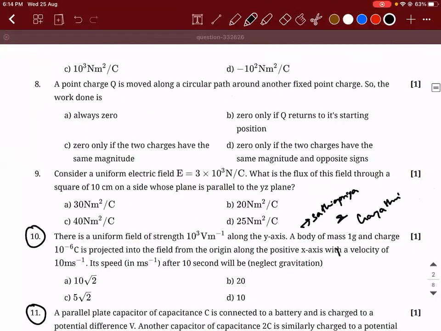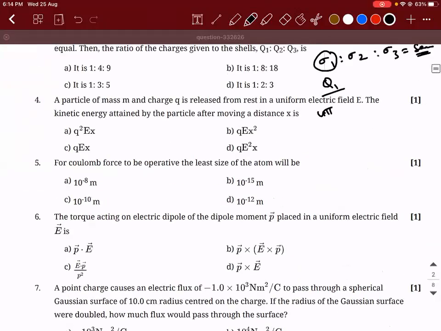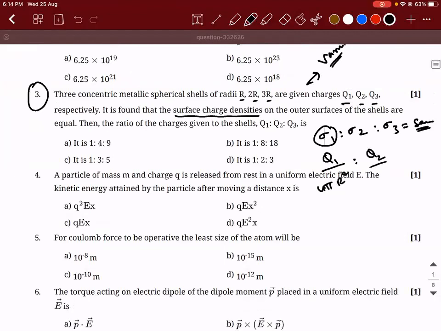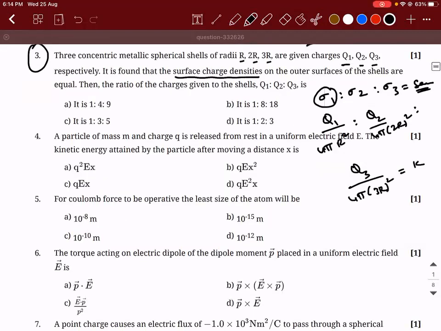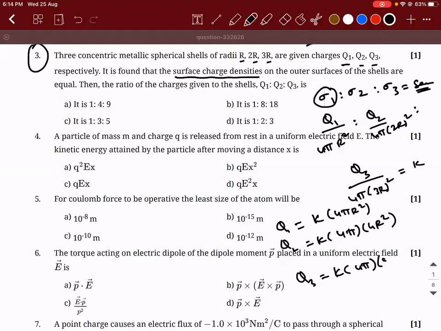Q1 divided by 4 pi r square is to Q2 divided by 4 pi into 2r the whole square is to Q3 divided by 4 pi into 3r the whole square is 1 is to 1 is to 1. If I take this as k, then Q1 will be k into 4 pi r square. Q2 will be k into 4 pi into 4r square. And Q3 will be equal to k into 4 pi into 9r square. So the ratio will be 1 is to 4 is to 9. This is the answer.